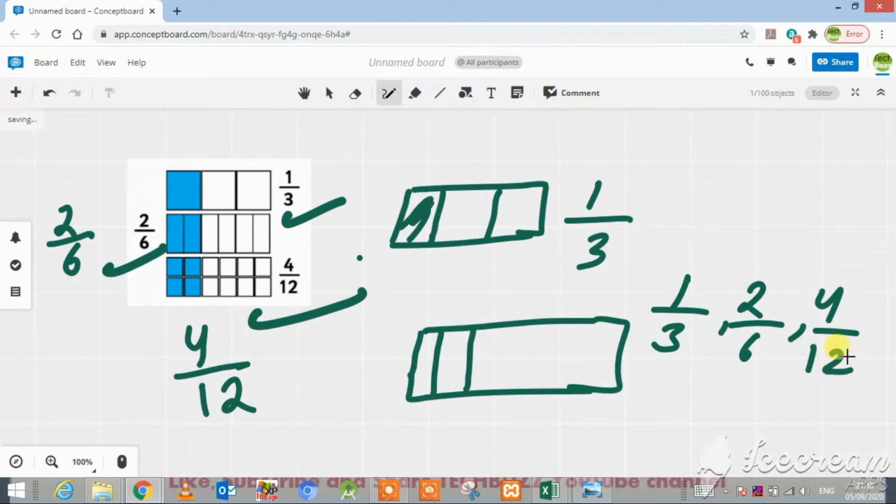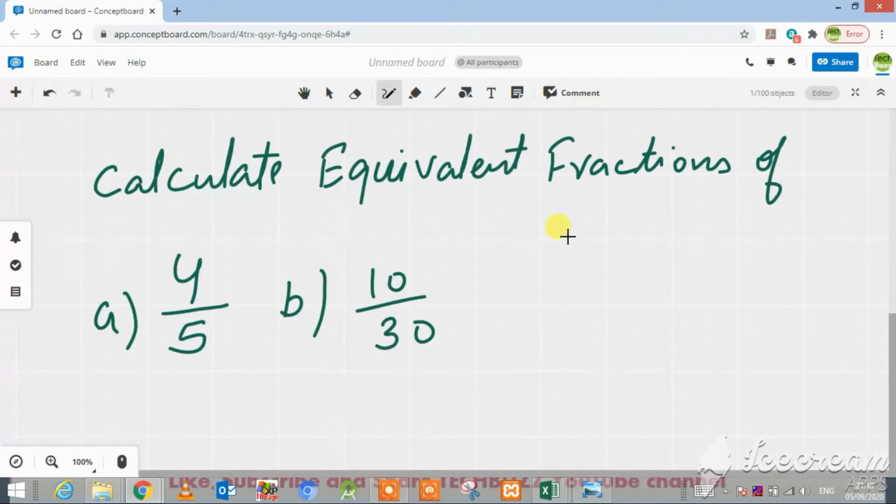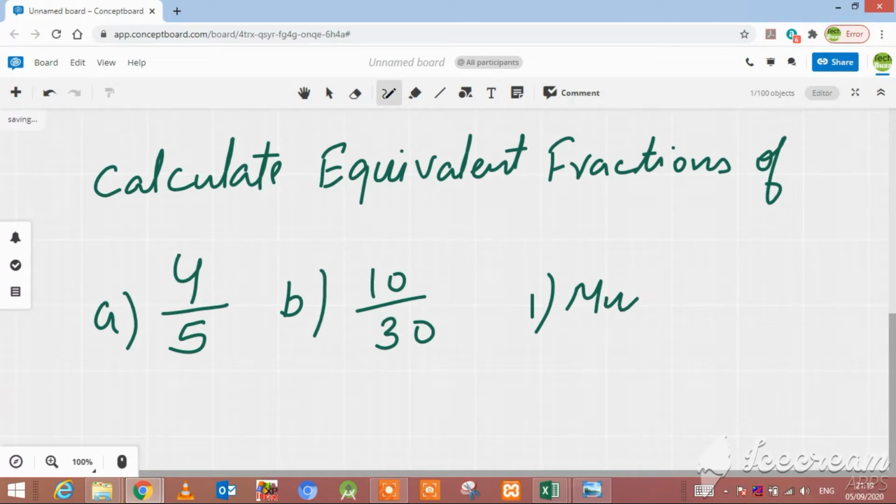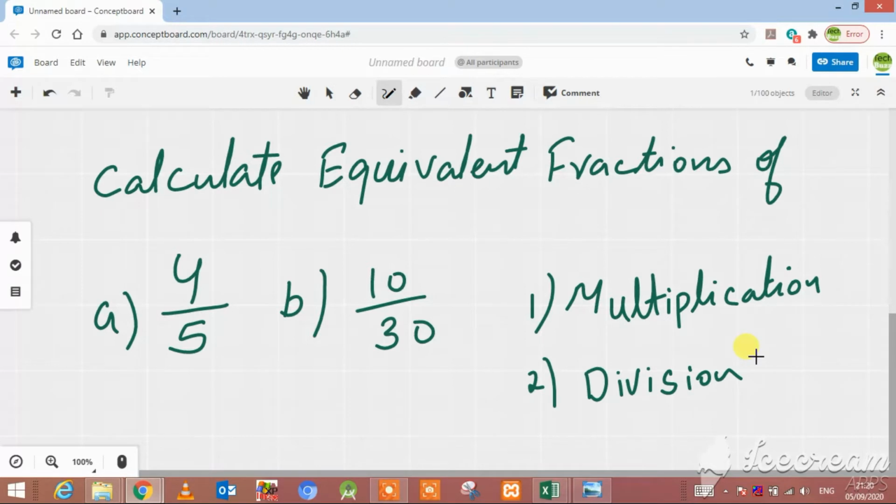Now the question arises, how do we find equivalent fractions? Now here I have written a question to find the equivalent fractions of, the first one is 4 upon 5 and the next one is 10 upon 30. Now we have two methods for finding equivalent fractions. The first one is multiplication and the second one is division. So we will discuss both methods.